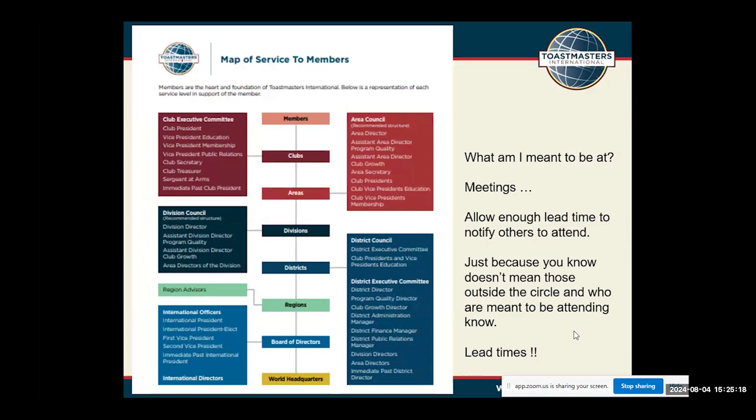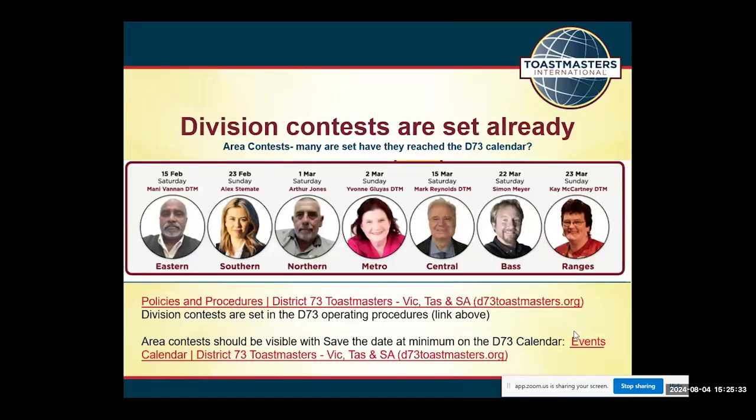So your map of service to members will help you to understand where you're meant to be at what time, and making sure that you leave enough lead time so that others can attend. So the division contests are already set. The area contests, many of them are set, but some of them haven't reached the District 73 calendar as yet. So make sure they get through, if you can, to the District 73 calendar as well.